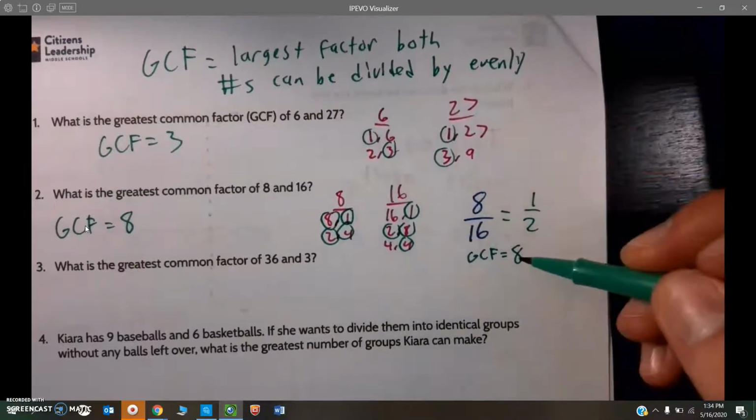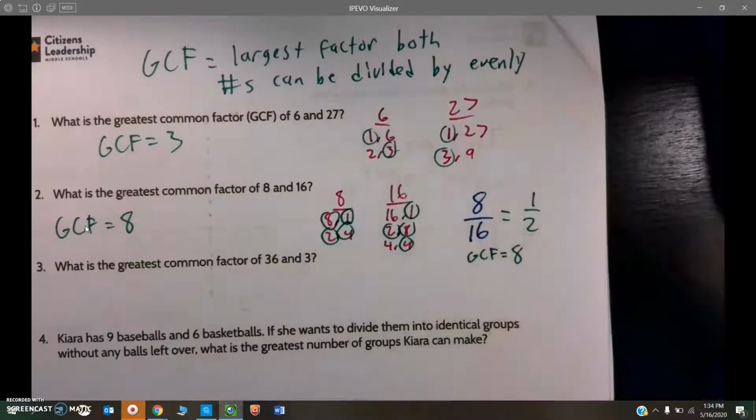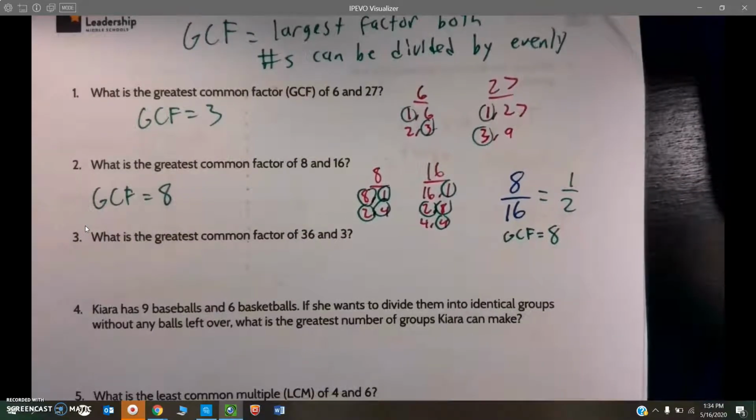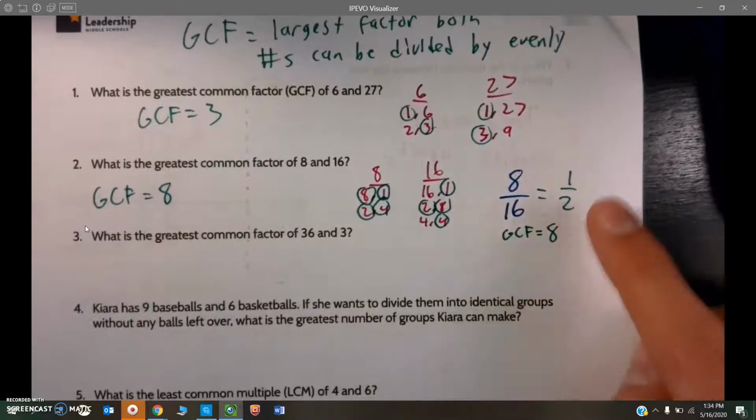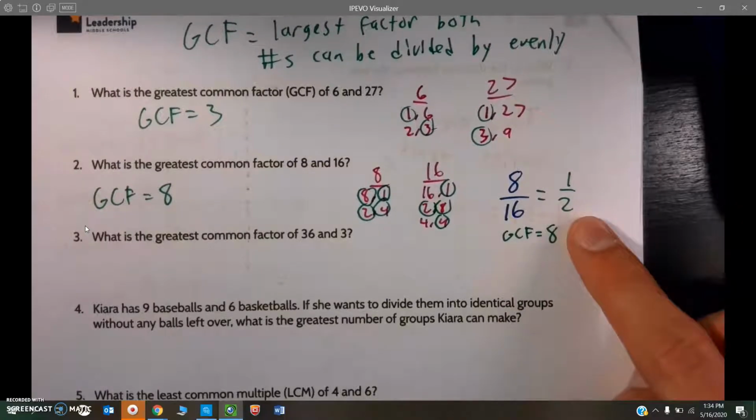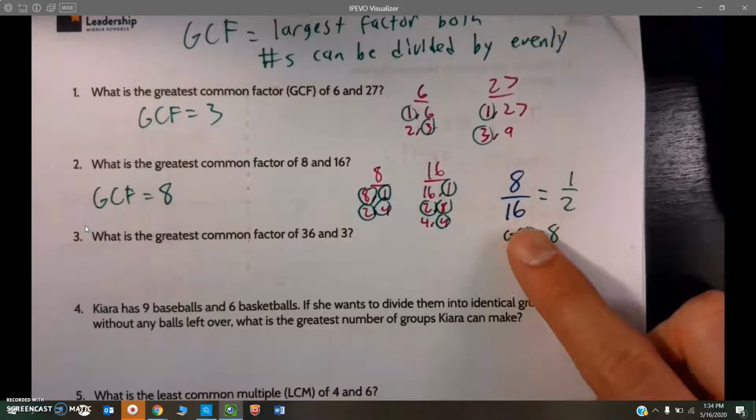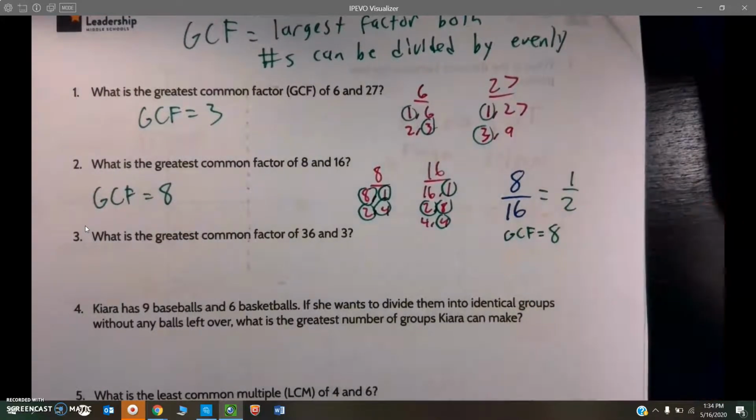So we use GCFs often to simplify fractions because fractions kind of function like ratios. If you divide both sides of a fraction by the same number, you'll get an equivalent fraction. And if you divide both sides by the GCF, you will get the fraction in its most simplified form. So 8/16 and 1/2 are totally equivalent. Both would represent 5/10 or 50% of a number.